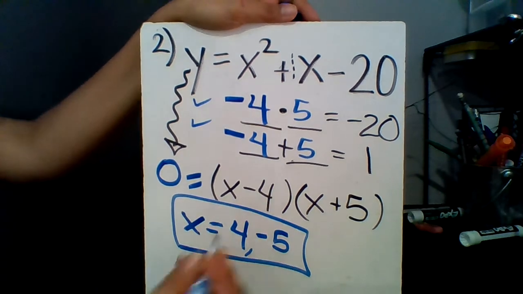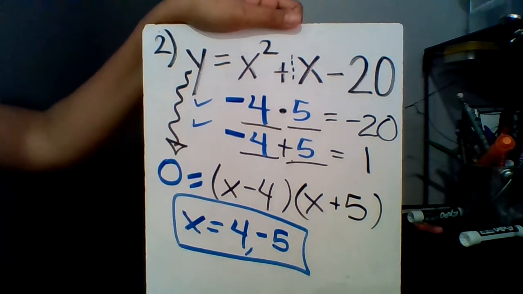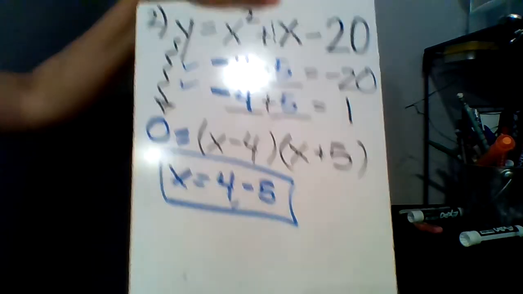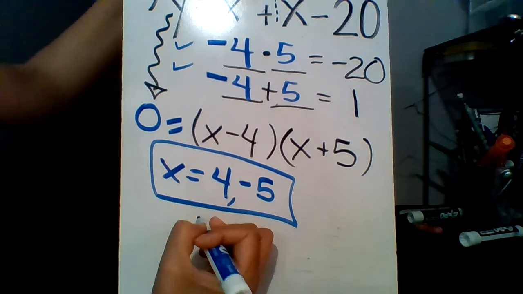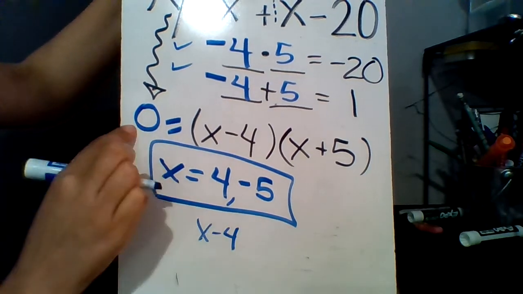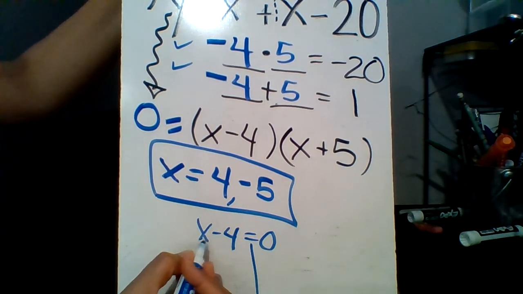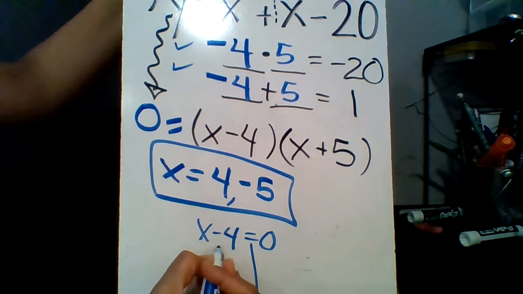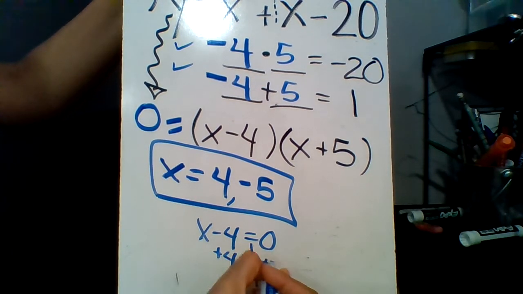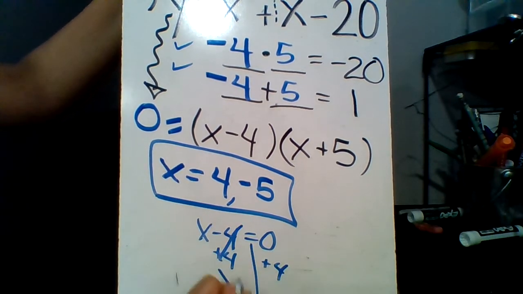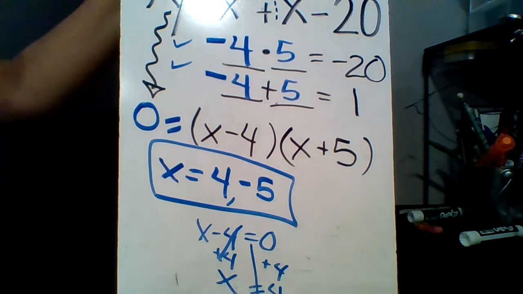Okay, I did do the shortcut, but you could solve it all the way if you wanted to. So if you wanted to solve it, it would look like this. x minus 4 equals 0. And then you would get the x by itself, so you're going to get rid of the 4. You're going to go plus 4 on both sides. And then x equals positive 4.